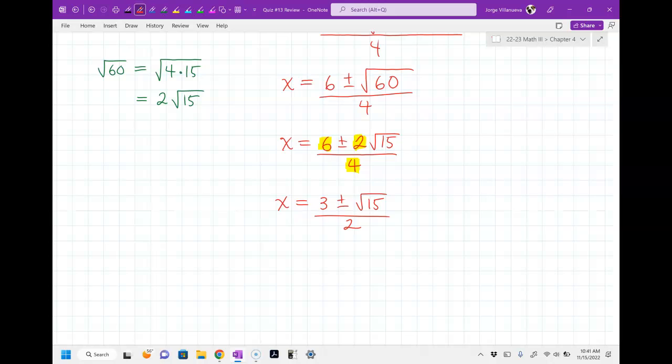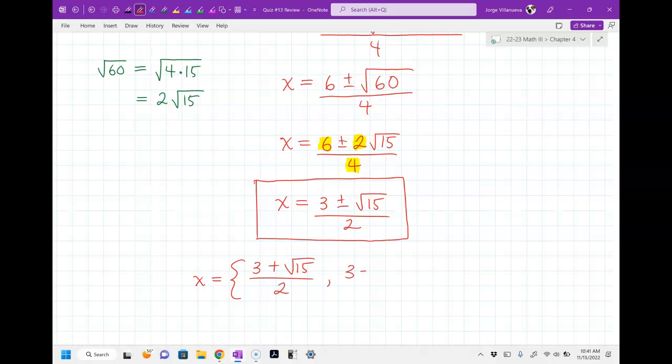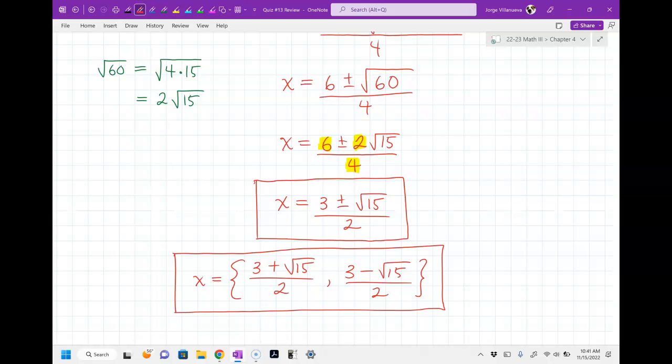Now at this point we're done. Okay, we are completely done. For a quiz that I give you, you can give me this and I'm happy with it. Now on a state test, they probably want you to write both answers, so you're just going to have to split them up into a plus and a minus. Excuse me. So 3 plus square root of 15 over 2, and 3 minus square root of 15 over 2. And that would be the correct answer as well. It's the same answer, just split up.